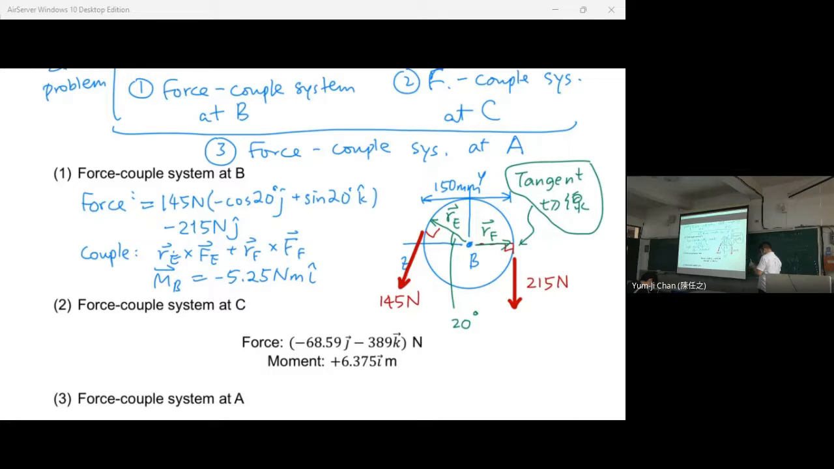So there is some question on why this is cosine 20 degrees and this is sine 20 degrees. Let's have a look. This one and this one, remember this one is 20 degrees. So this one should be cosine, and this one should be sine, I think. It's okay.